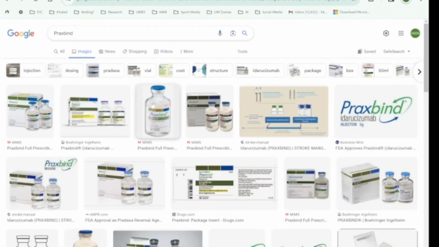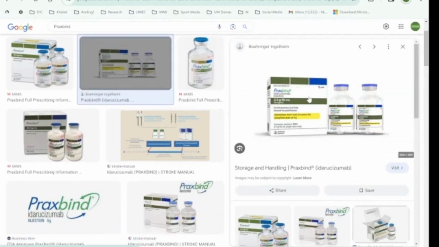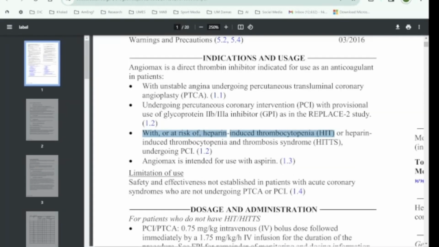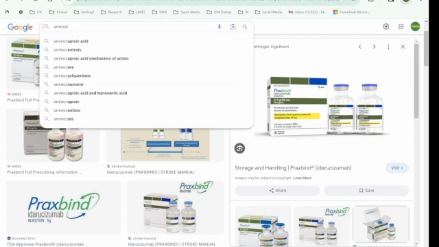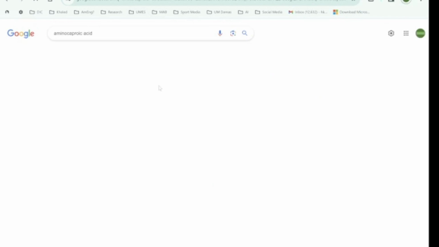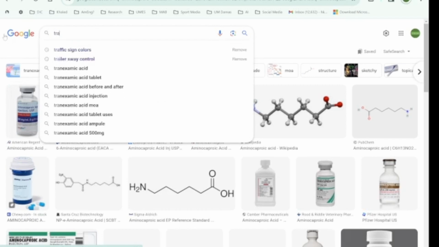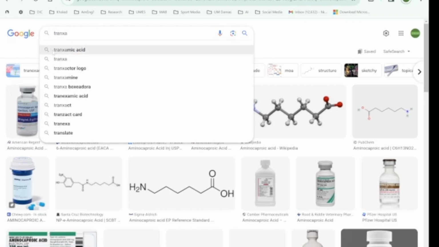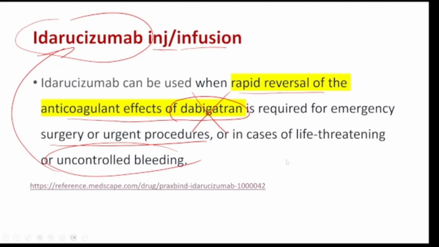Okay, this is the medication name, idarucizumab injection. Then I need to show you some aminocaproic acid. Okay, this is aminocaproic acid. Then we have tranexamic acid, available in both injection and oral forms. Okay, that's it for our lecture today.